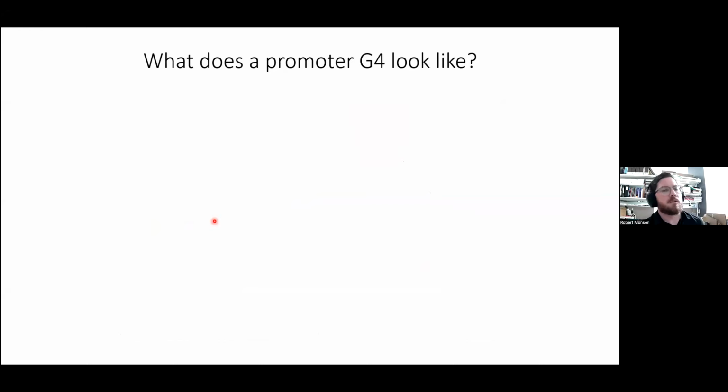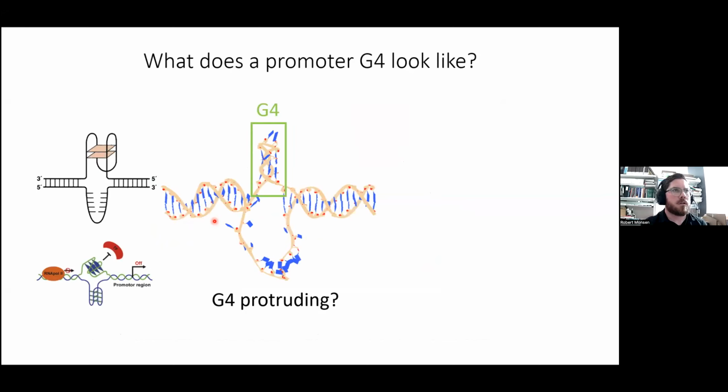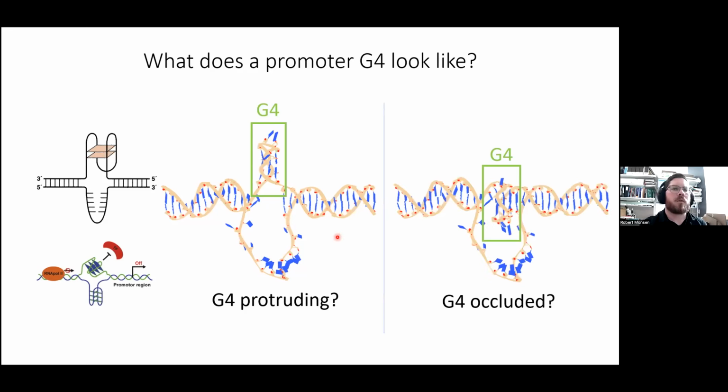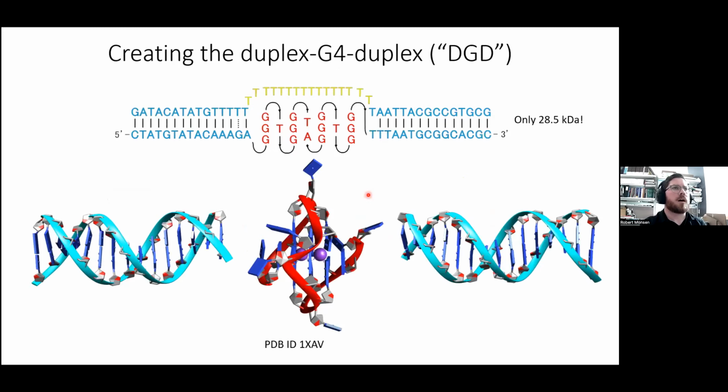And so this brought us to one simple question that we wanted to ask: what does a promoter G4 look like in the context of a duplex? Does it look like the schematic renderings, where you have a quadruplex popped out, fully solvent exposed and accessible, with the complement strand just hanging out on the other side? Or is it more occluded, where the quadruplex might be interacting at its hydrophobic faces with the rest of the DNA? These are the two models we were trying to investigate.